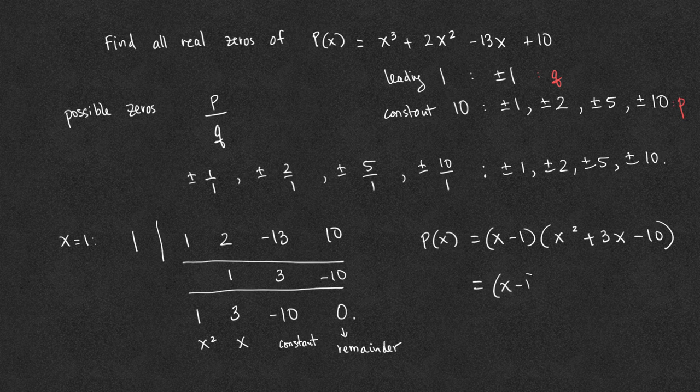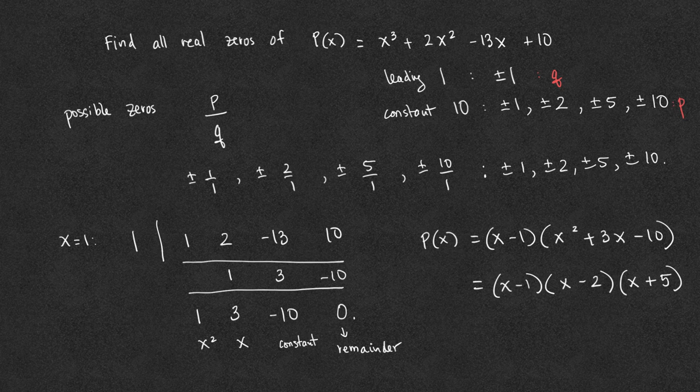This is x minus 1. This is a trinomial. We're looking for two numbers that multiply to get negative 10 and add to get 3. The fact that the two numbers multiply to get a negative number means the two numbers have opposite signs, and if we add and get a positive number, then the larger number needs to be positive. 5 and negative 2 would work in this case. So x minus 2 and then x plus 5.